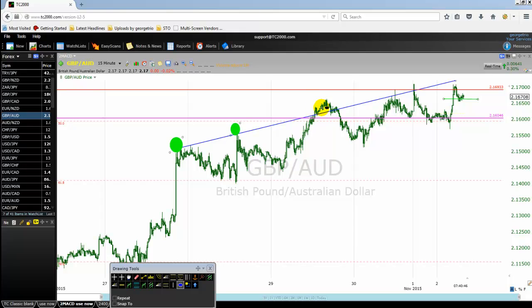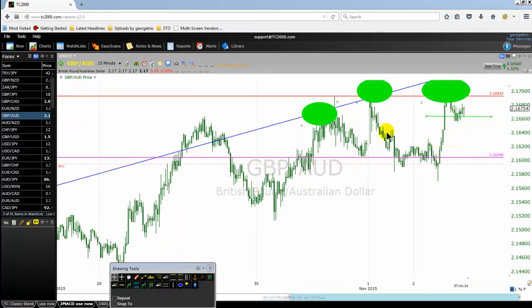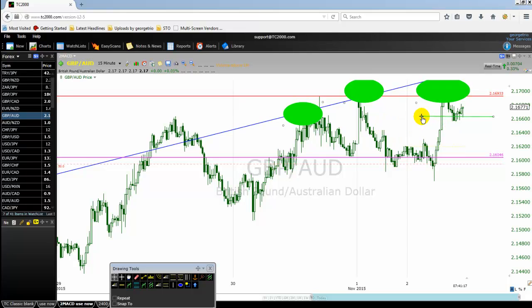Price came here, found a resistance, came down, came here again, found a resistance, came down. So there are some people selling on the edge of this blue line. Here they are again. This has been going on for some time in this zone of the 50% Fibonacci retracement level of the first part of the correction. So this is why I decided to place a limit order here to sell the British pound Australian dollar currency pair.